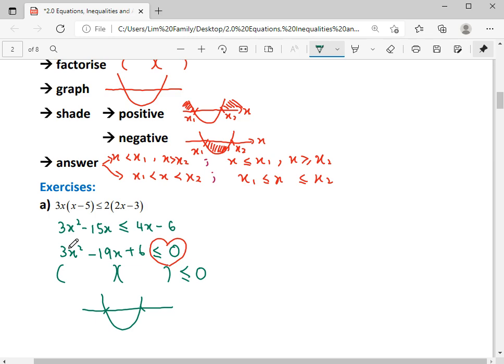You can find it from your calculator, where A is 3, B is negative 19, C is 6. And then when you key in all the values, you can see the answer. You can see your answer x is equal to 1 over 3. Another answer is 6. So when you're looking at your answers, you graph it.